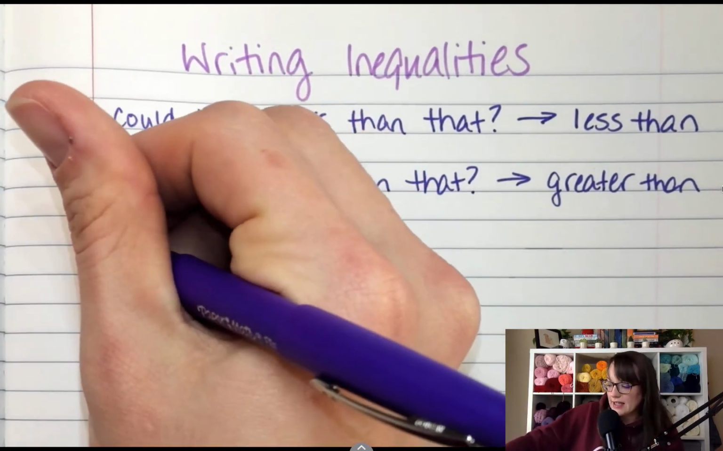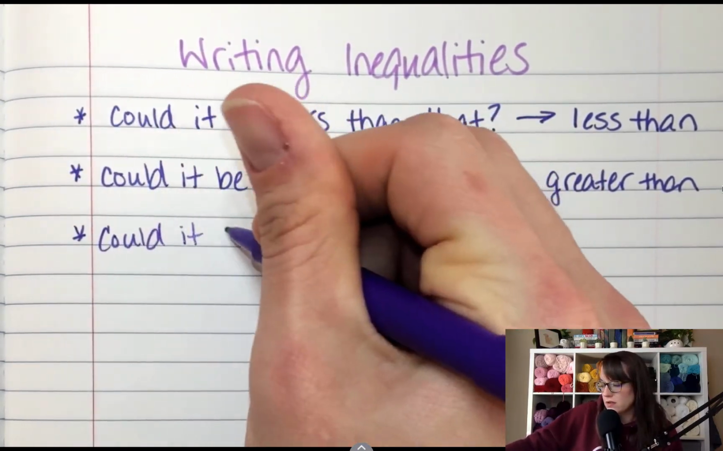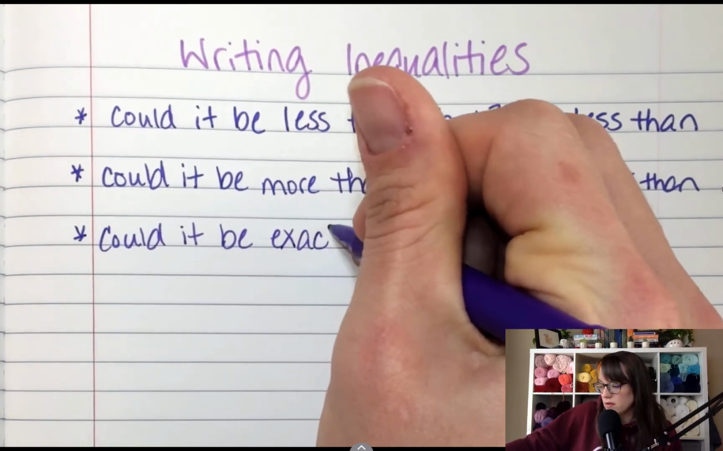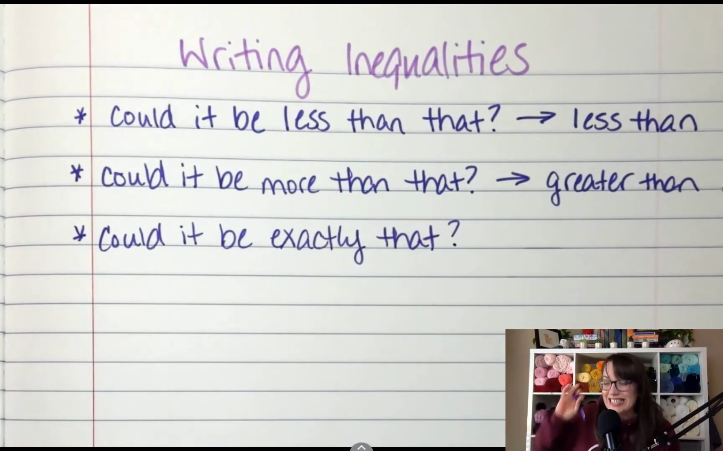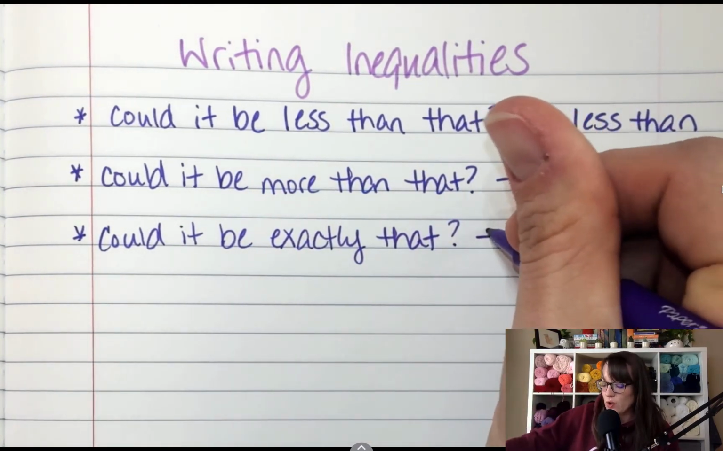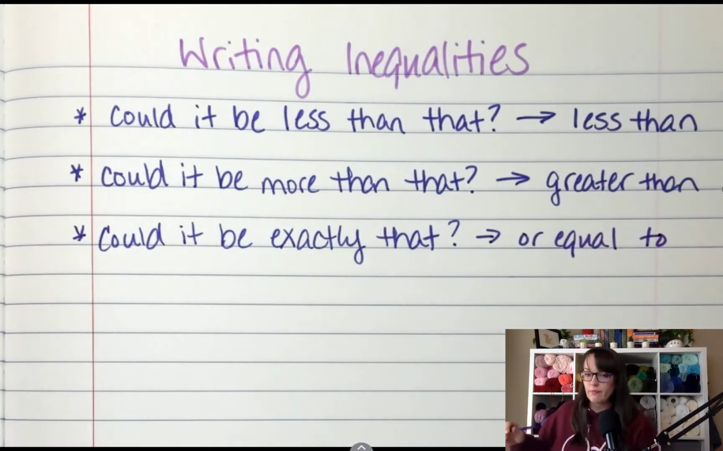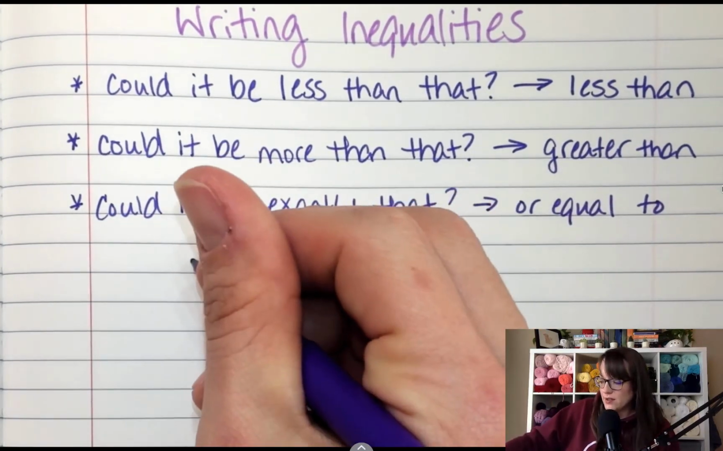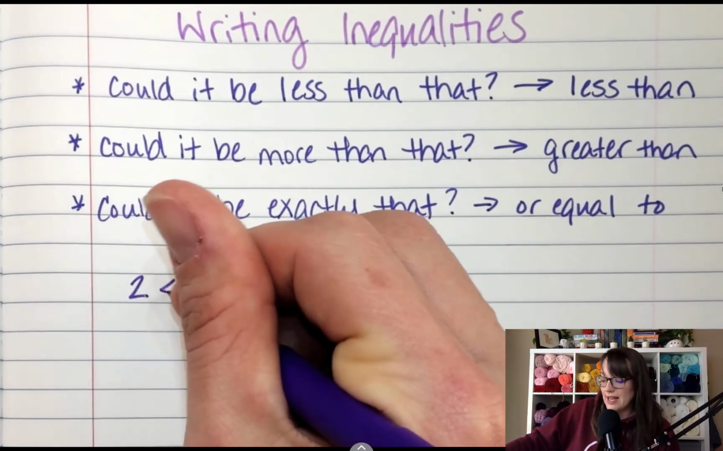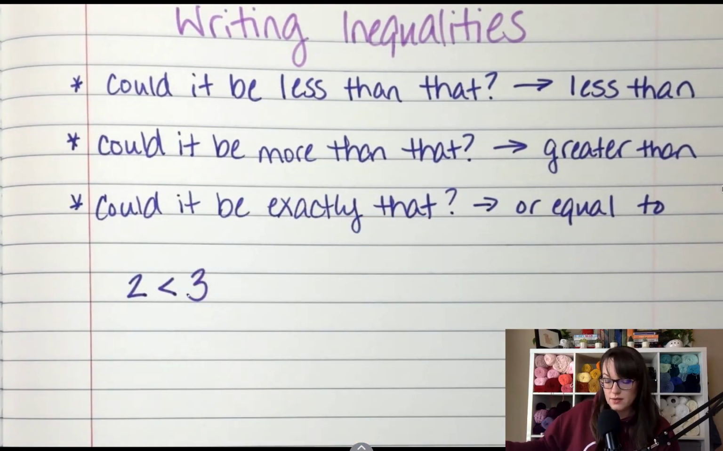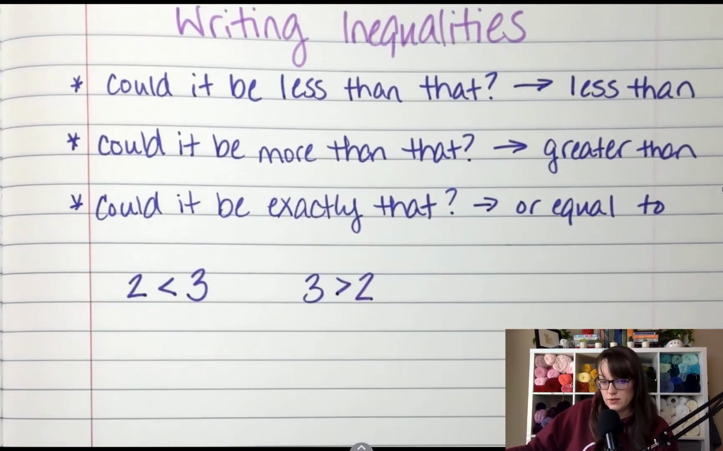Okay. And then the last thing is, could it be exactly that? And if it could be exactly that, we're going to add the "or equal to" part. Now, our less than, so we would read this, 2 is less than 3, or 3 is greater than 2.